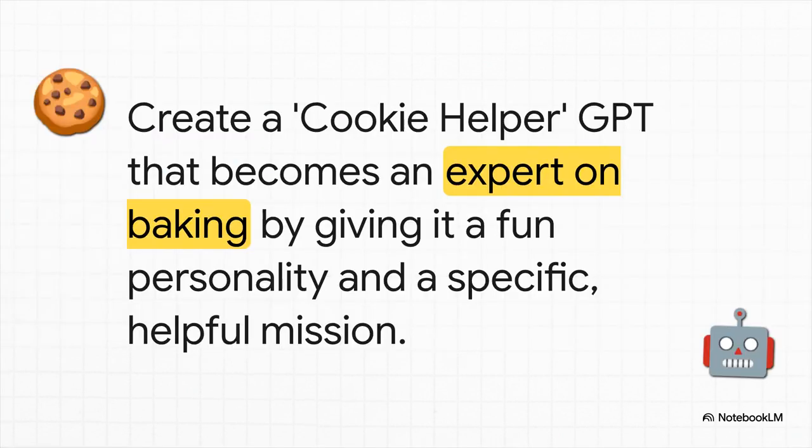Let's make this super real. Say you tell the builder, hey, I want to make a GPT that helps people bake the best cookies ever. It might come back and suggest the name Cookie Helper, and even whip up a fun little cookie logo for you. You can tell it to be super fun and energetic and to always bring the conversation back to baking. And just like that, you've created a specialist.